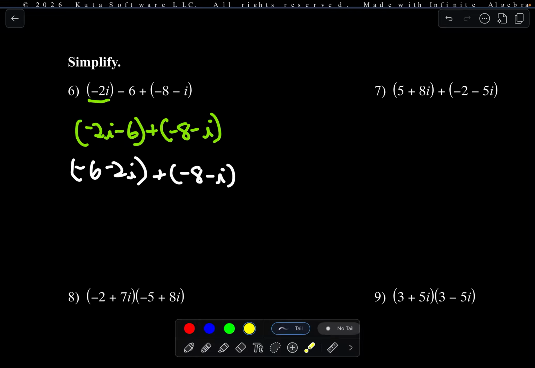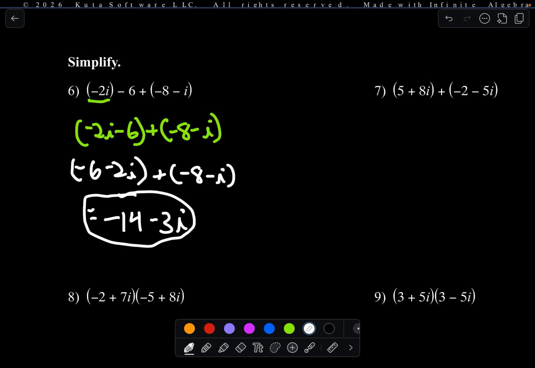We combine the real and the real. So negative 6 plus a negative 8 equals a negative 14. And then what is negative 2i plus a negative 1i? Well, that's going to be negative 3i. And that's the answer.